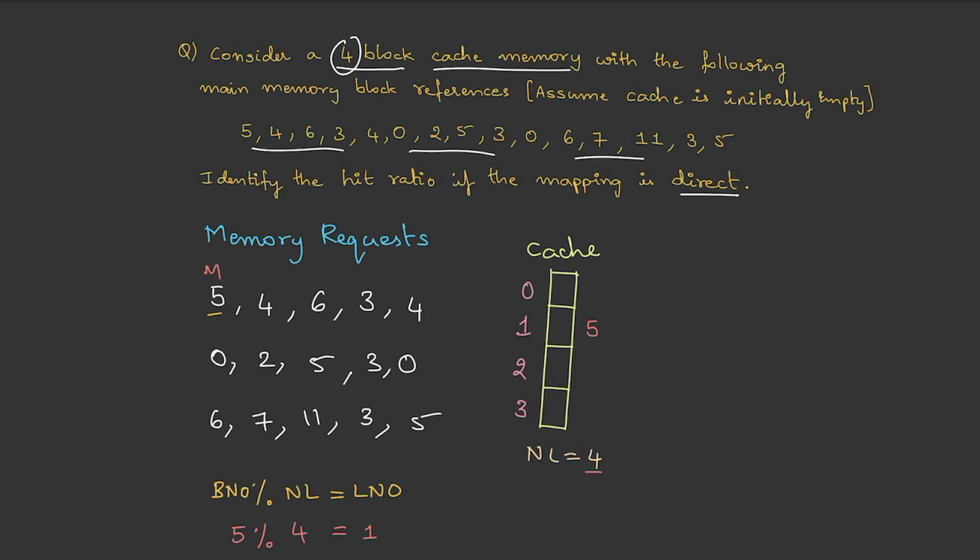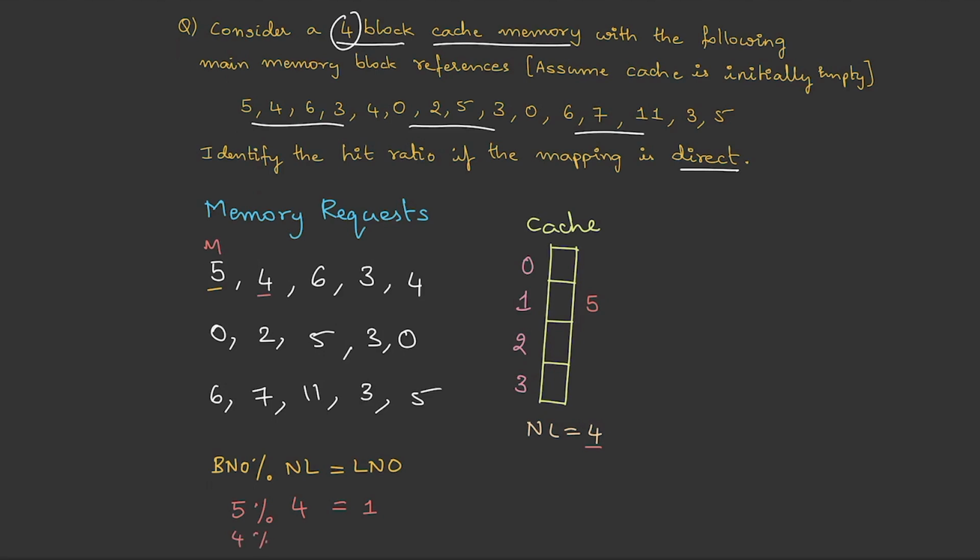Now let's go to the second one. 4 modulus number of lines, which is 4, is 0. Therefore 4 has to be placed in line 0. So 4 will come over here. Again initially this is empty, therefore this is a miss. Now how about 6? 6 will be placed in line number 2. This again is a miss. And 3 will be in line 3, therefore miss. Now look at 4. 4 is present in the cache, therefore this is a hit.